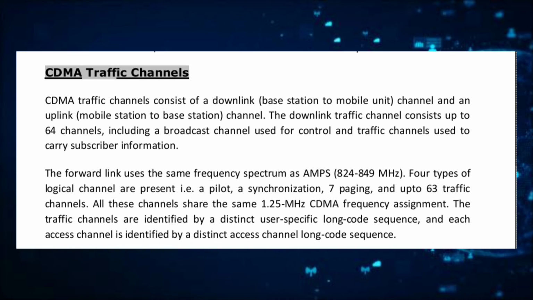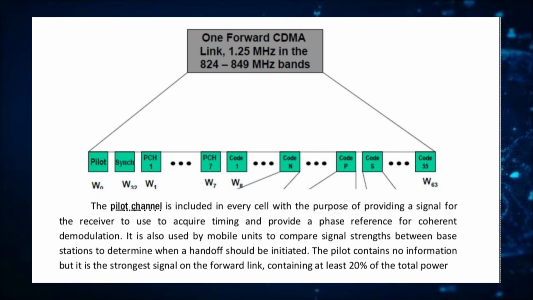The traffic channels are identified by a distinct user-specific long code sequence, and each access channel is identified by a distinct access channel long code sequence. The pilot channel is included in every cell with the purpose of providing a signal for the receiver to use to acquire timing and provide a phase reference for coherent demodulation. It is also used by mobile units to compare signal strengths between base stations to determine when a handoff should be initiated. The pilot contains no information, but it is the strongest signal on the forward link, containing at least 20% of the total power.